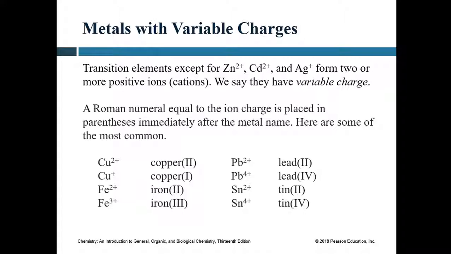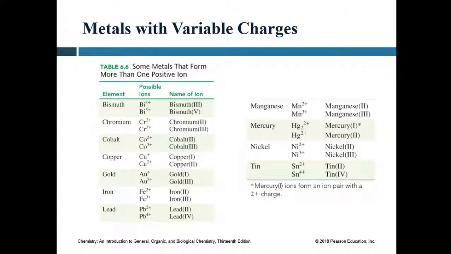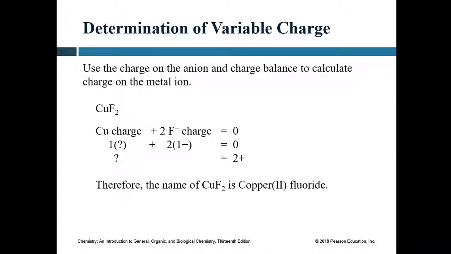And you go, well, how do I know which one it is? Well, here's how we do it. So let's go on to the next one. Use the charge on the anion and charge balance to calculate the charge on the metal ion. Okay, well, in order to know, is this copper 2 or is this copper 1, because we know it can be more than 1 charge. Why? Because it was one of the 4 that I just told you needed to know.